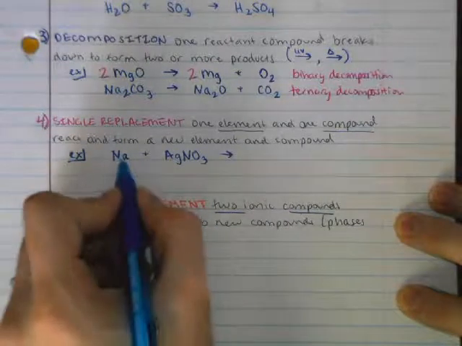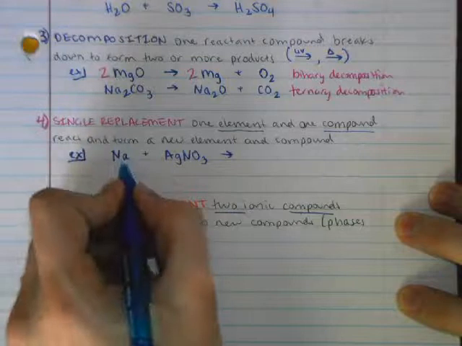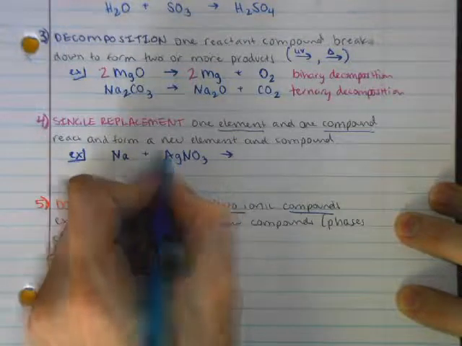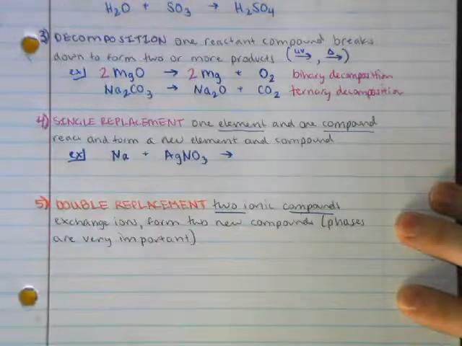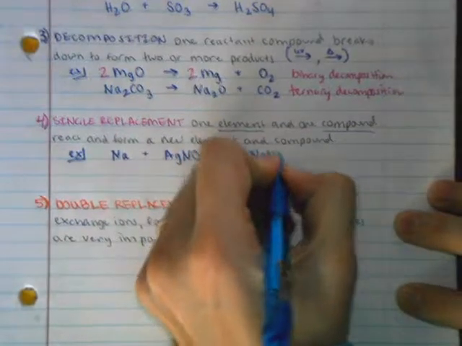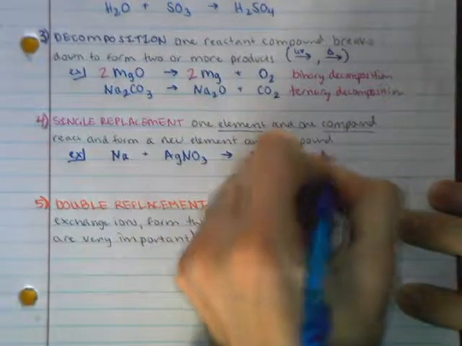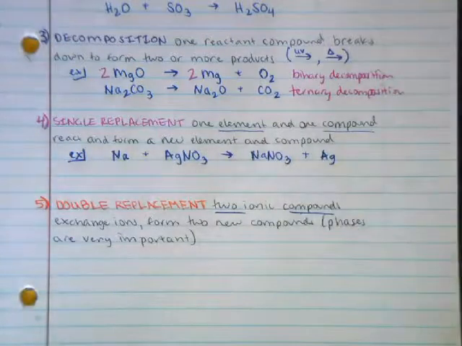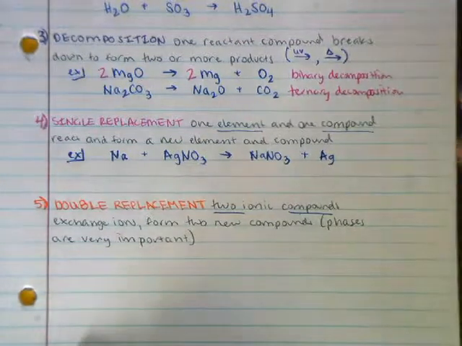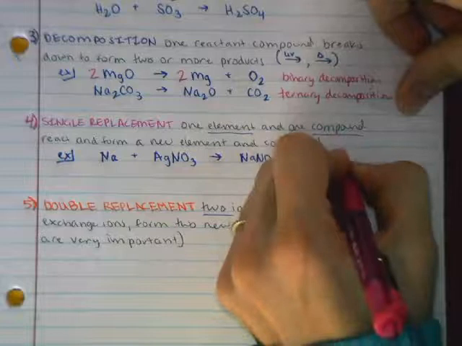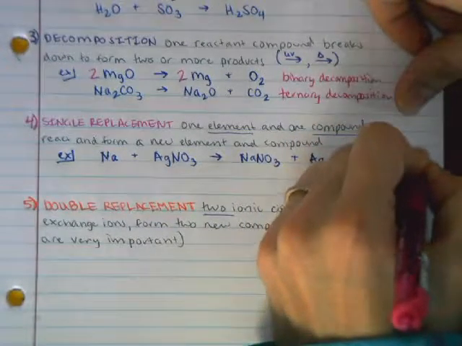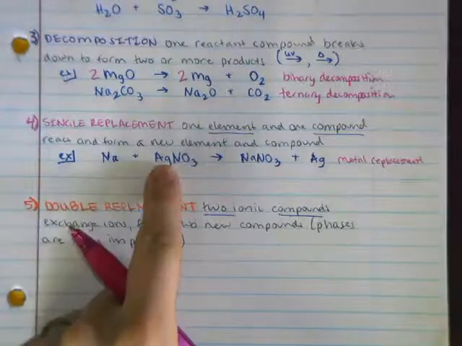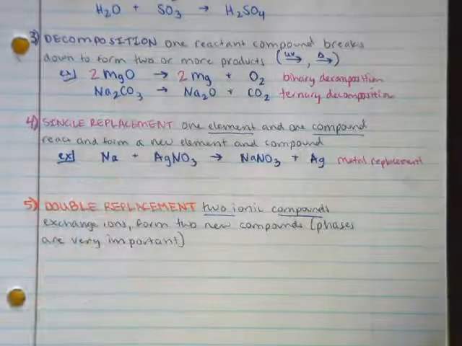So what happens here, and again we'll go over this more later, the sodium replaces the silver, right? We see that word replacement. So this is called a metal replacement. So sodium ends up in the compound, we make NaNO3, and silver gets kicked out all by itself. This reaction is already balanced, but I'm going to make a note here. This is called a metal replacement. The sodium replaces the metal in the compound, since sodium is metallic itself.